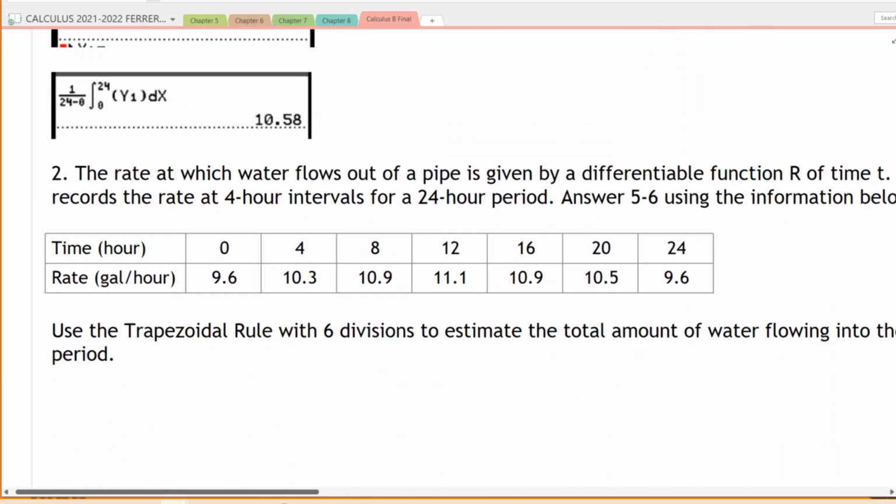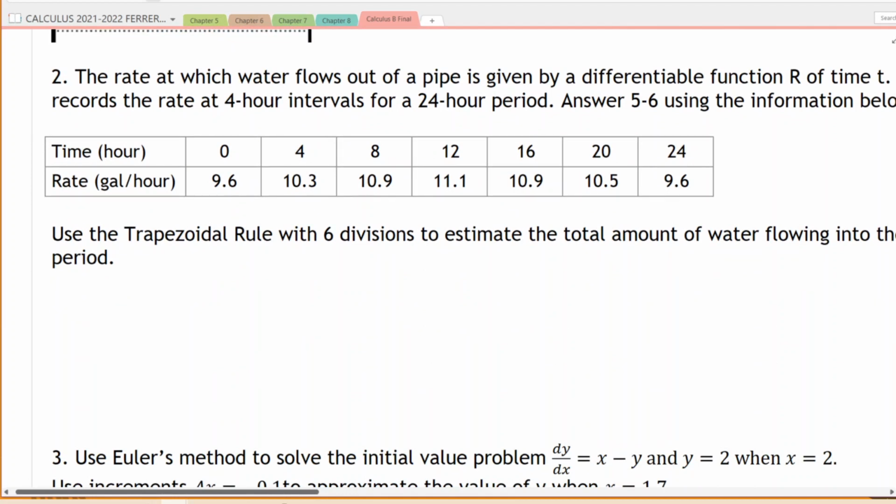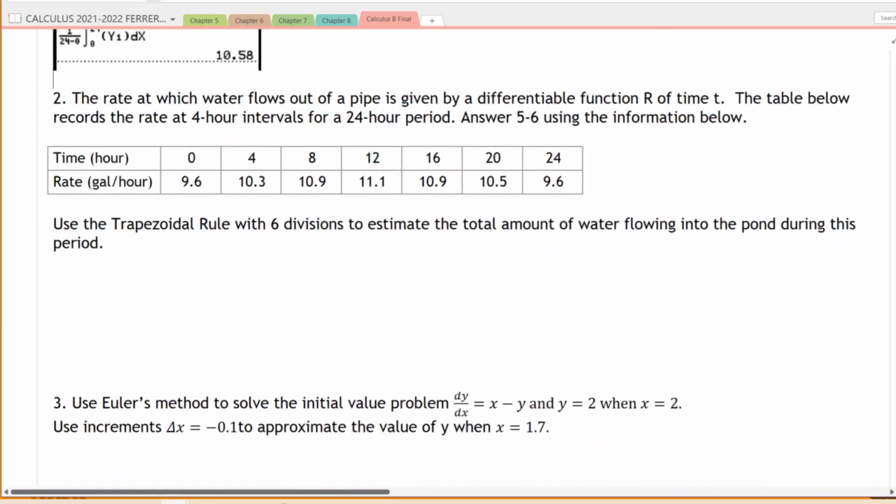And let's look at number 2. The rate at which water flows out of a pipe is given by this differentiable function r of t. The table below records the rate at 4-hour intervals in a 24-hour period. Answer 5 through 6 using the information below. Well, 5 through 6, that part here, that shouldn't be here.